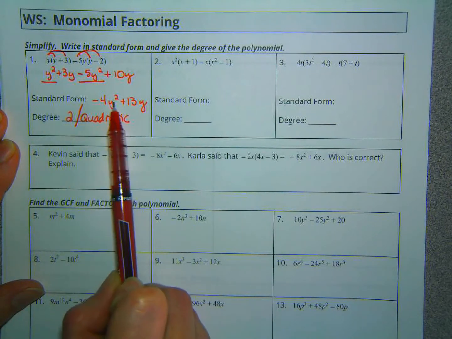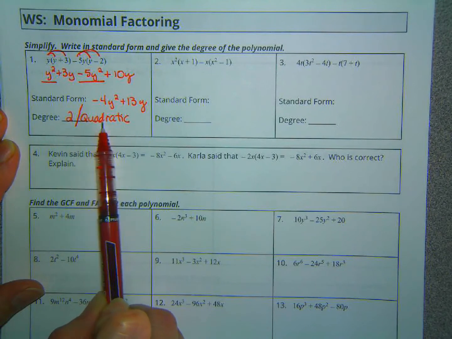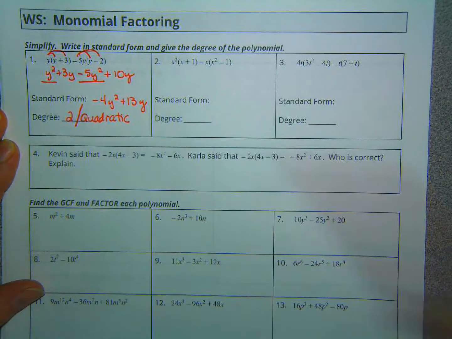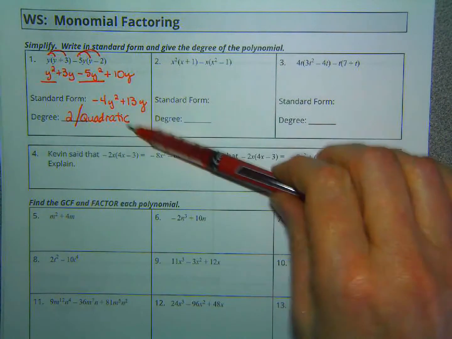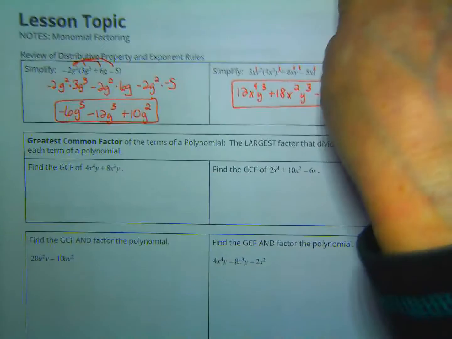But the degree is the largest exponent on a variable, and that degree is 2, and that's quadratic, because remember, quad in Latin means square, and that's y squared. So that just gives you an idea about what 1, 2, 3, and 4 should look like. So let's finish out this lesson.